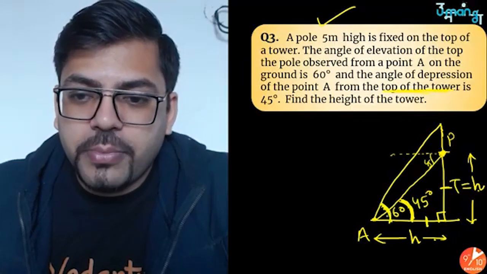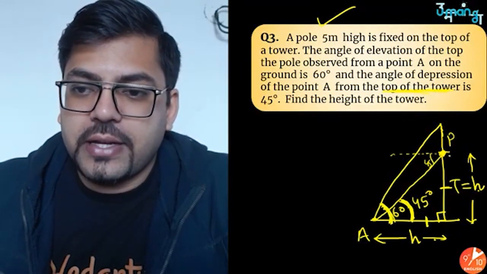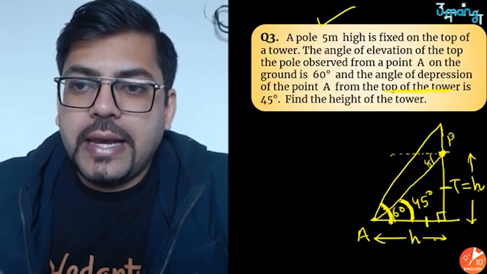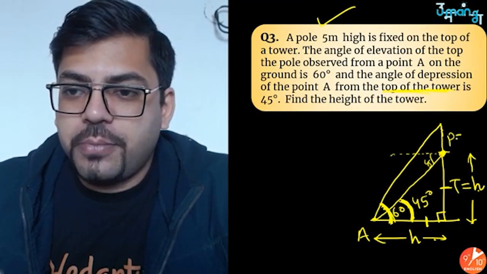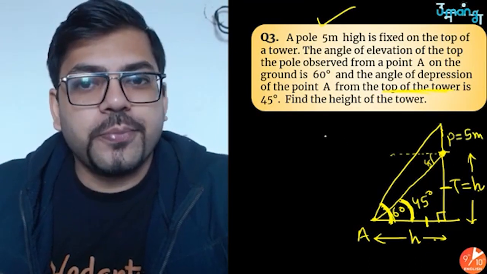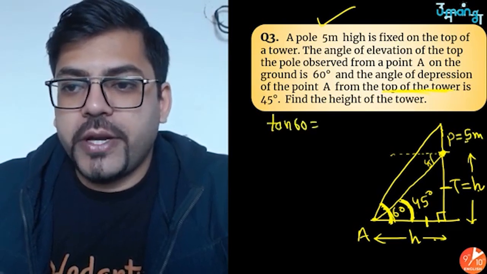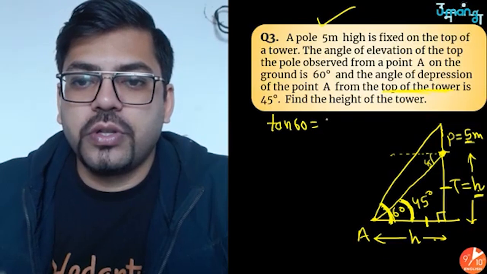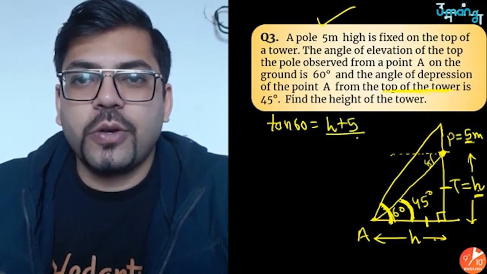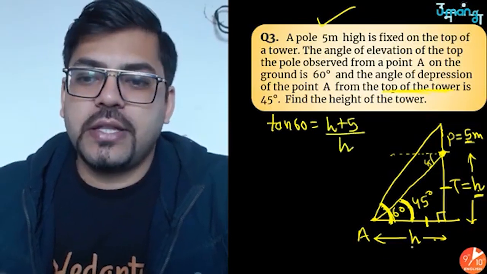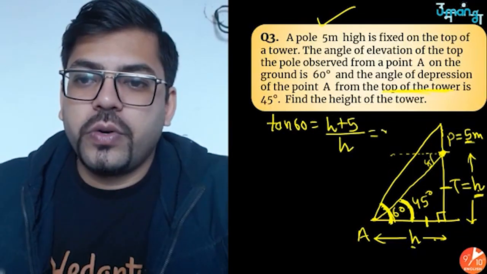Now I will apply trigonometry in this bigger triangle having 60° angle. So here, let me take, so this is 5 meter. Pole height is 5 meter. It's already given. So I'll apply tan 60 equals to perpendicular. This time perpendicular is 5 plus h, both. So I'll write h plus 5 perpendicular upon base. Base is h. Tan 60, we all know it is root 3.